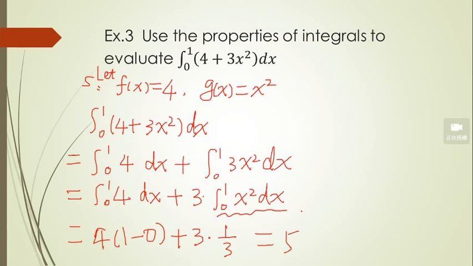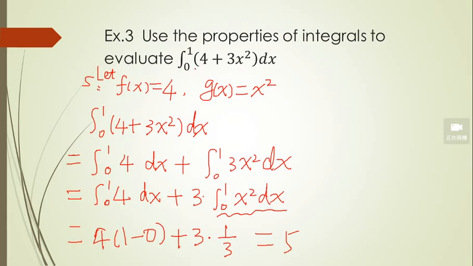By the way, for some of you, if you studied the definite integral before, or if you know how to find the antiderivative of this function 4 plus 3x squared, then it's easy, okay? We will touch that part later. But right now we just use the properties to work it out. We use some formulas we know to work out the definite integral, and this one is 5.